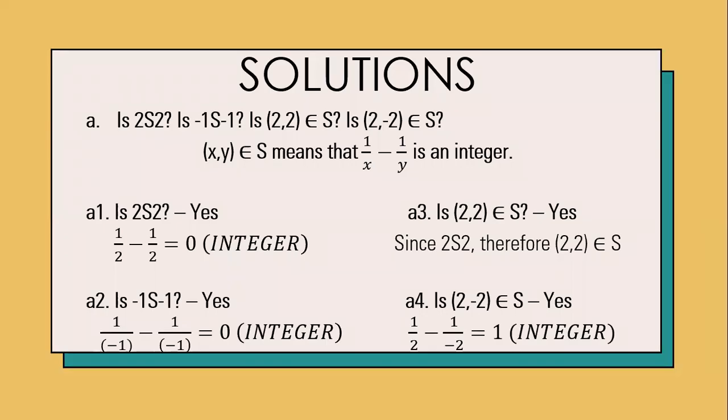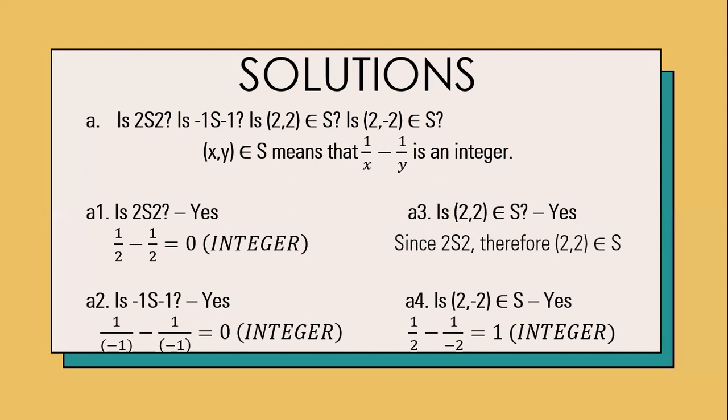So let's head to problem A. Here are the solutions and the explanations as I proceed. Is 2 related to 2? The answer is yes, because by using the formula given, which states that x and y is an element of relation S means that 1 over x minus 1 over y is an integer. If the result is an integer, then it is an element of relation S.